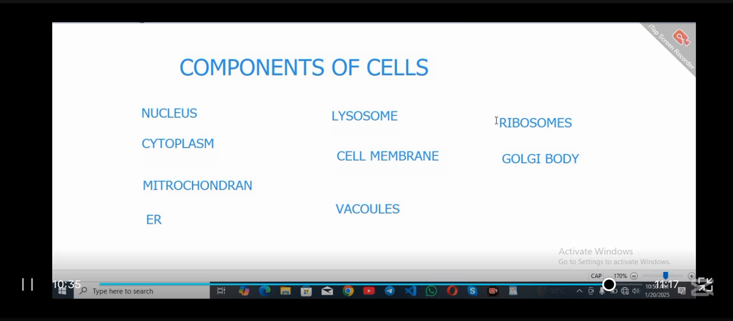So when it comes to ribosomes, they help in the conversion of proteins to amino acids and things like that. The Golgi body also helps in protein and in distribution of useful materials around the cell.